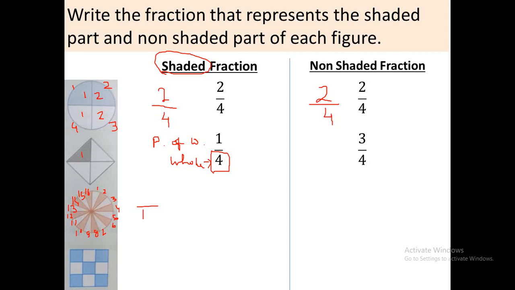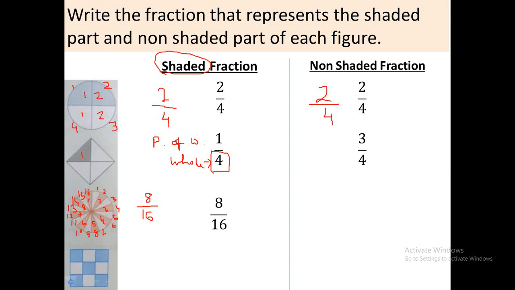So in place of whole I will write 16 because this figure has been divided into 16 equal parts. And how many parts are shaded? See, 1, 2, 3, 4, 5, 6, 7, 8. 8 parts are shaded. I am writing the shaded fraction. So in the upper part I will write 8. So the fraction is 8 by 16, right?